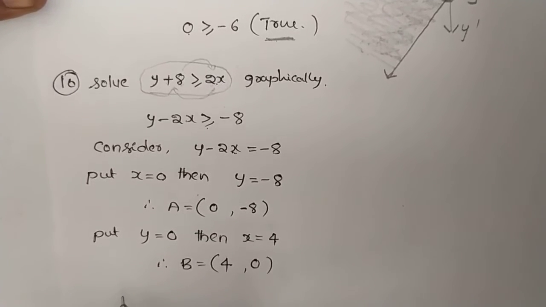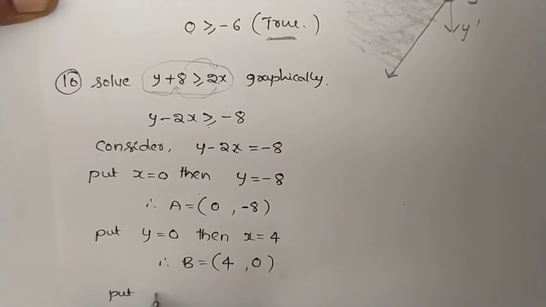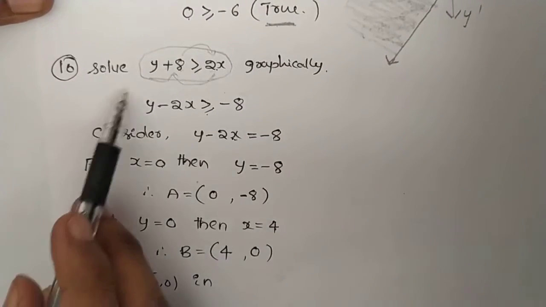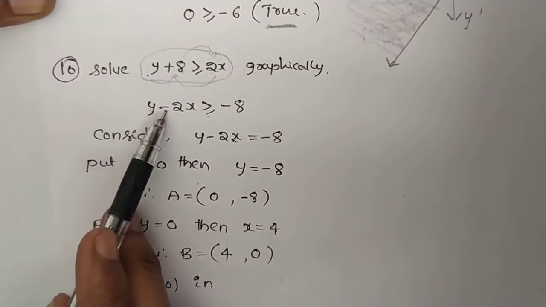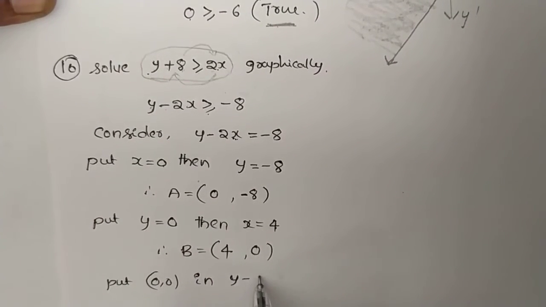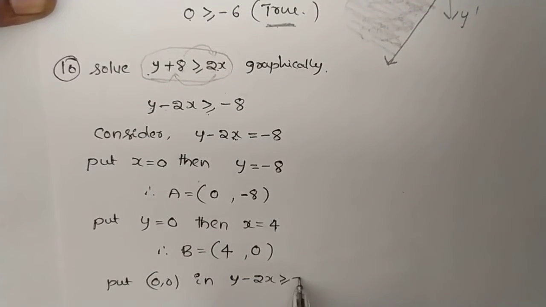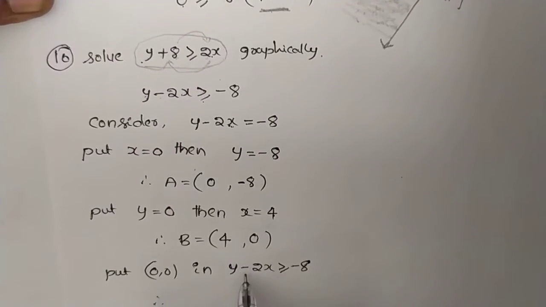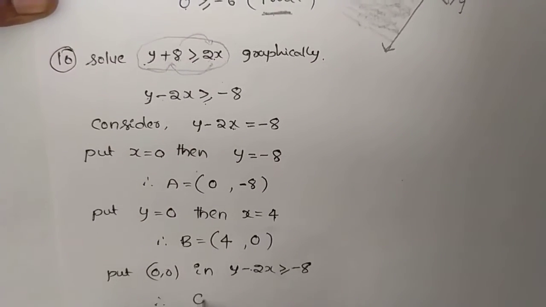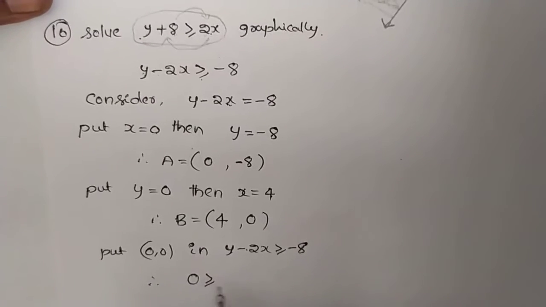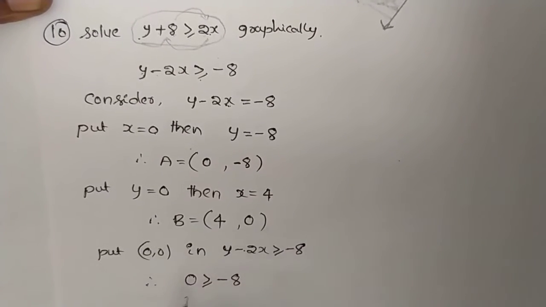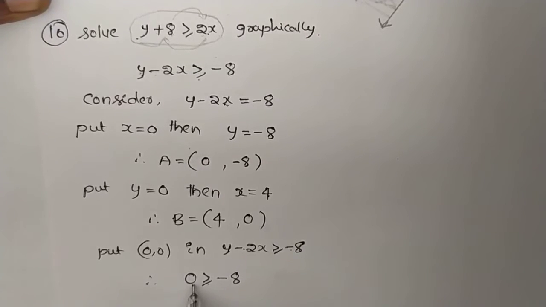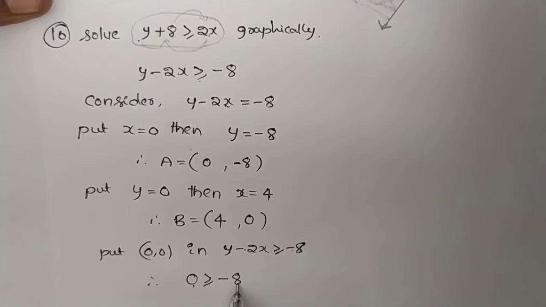What is the last step? Put 0 comma 0 in the inequality. In the given inequality, I just modified it into this form: y minus 2x is greater than or equal to minus 8. Therefore, 0 minus 2 into 0, that is 0, is greater than or equal to minus 8. It says that 0 is more than minus 8.